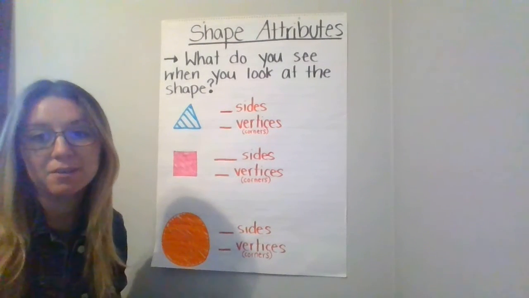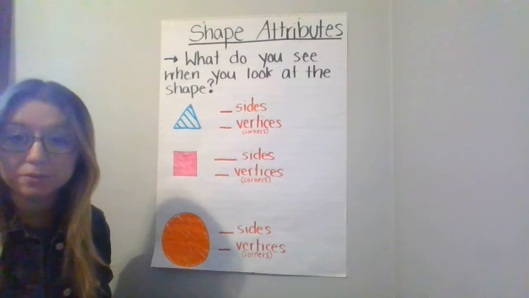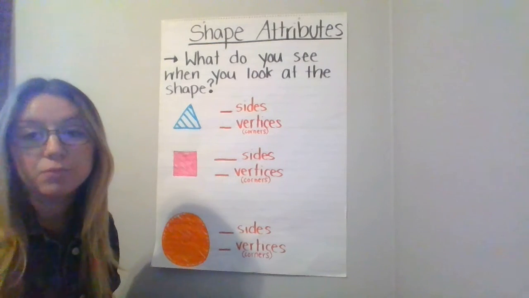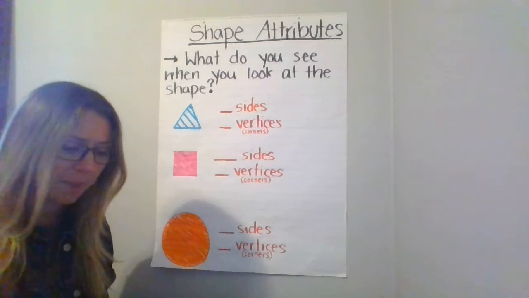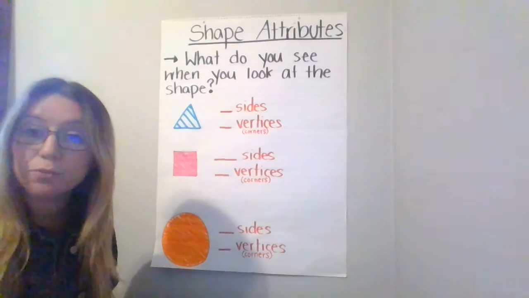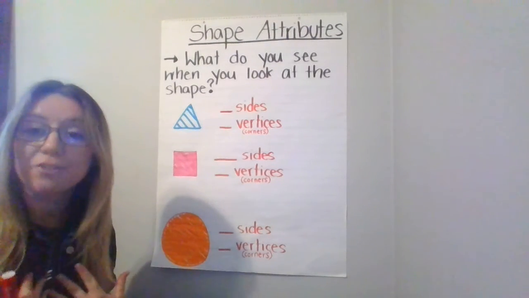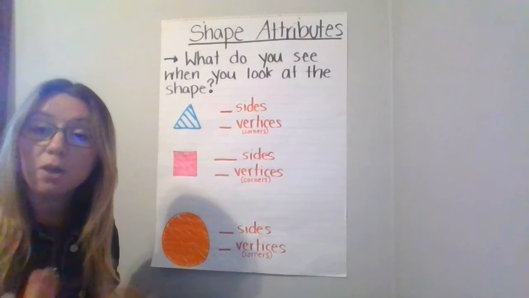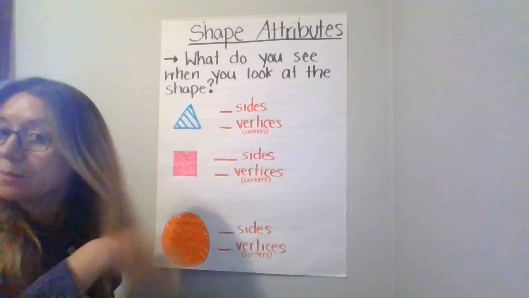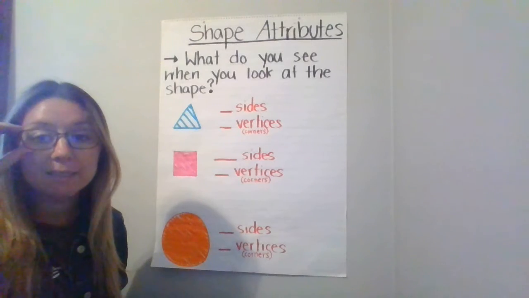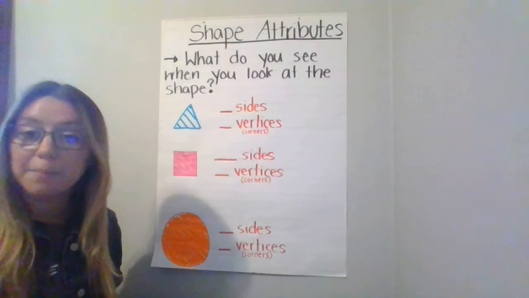Today we are going to be learning about shape attributes. And attributes is a really fancy word that means what you see when you look at something. So everything has attributes. I have attributes. My attributes are that I am tall, I have brown and blonde hair, I have glasses. So that's what you see when you look at me.